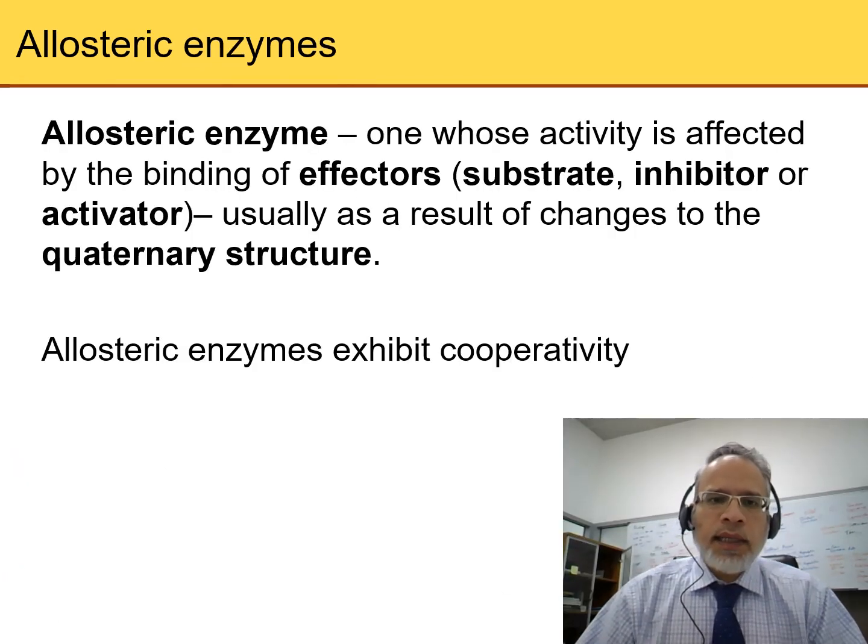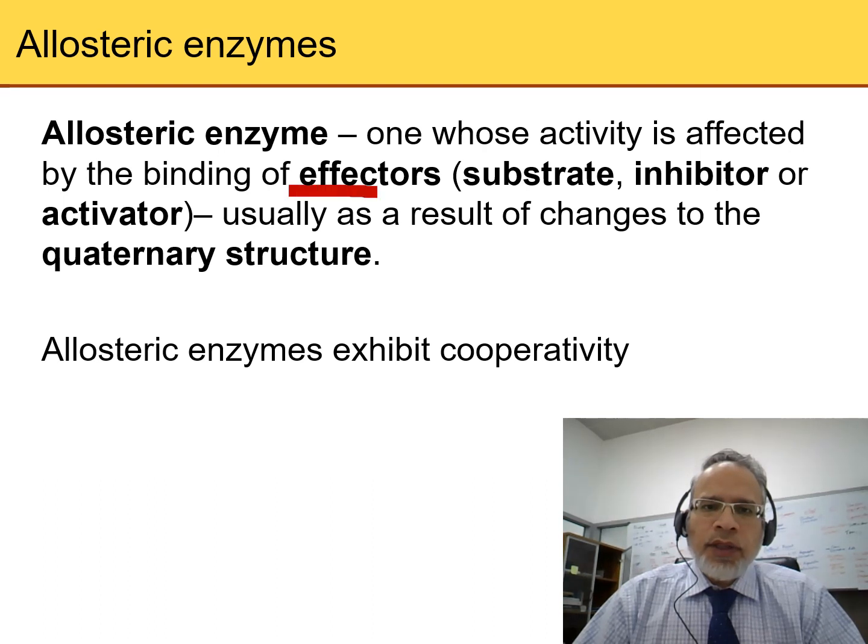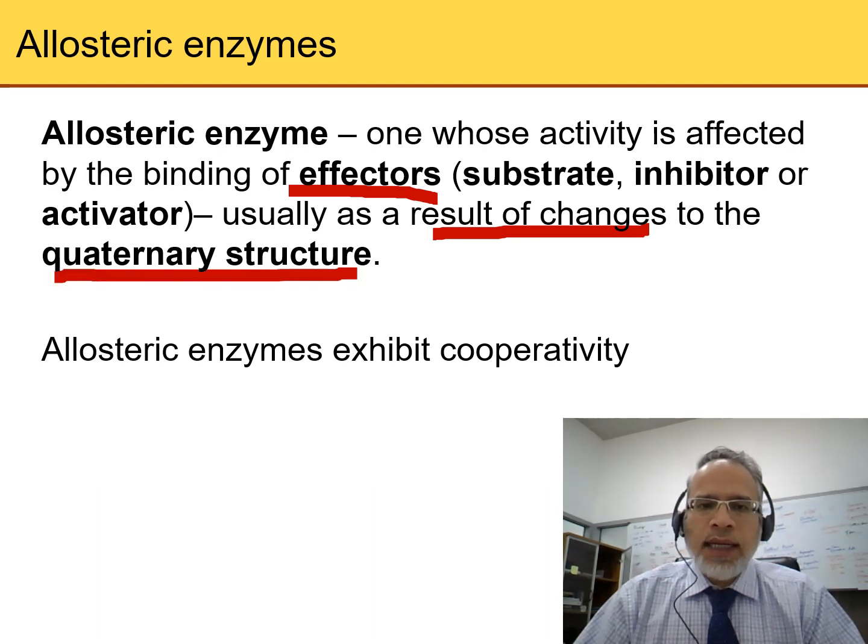So again, we said allosteric enzymes are enzymes whose activity can be affected, can be controlled by binding of molecules, and we call them effectors. And these molecules can be substrates or inhibitors or activators, and they usually result in a conformational change in the quaternary structure. So again, this is a keyword to understand that allosteric enzymes are enzymes that have quaternary structures. So they not only have the primary, secondary and tertiary structures, but they also have a quaternary structure.